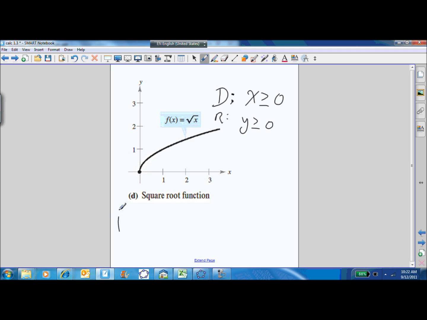Another thing of note here is that the tangent line is vertical at 0, 0. You've got a vertical tangent line there, so you can't say there's one slope. It keeps changing slope. It starts off with an infinite slope and then starts leveling off. But there's no horizontal asymptote. It'll keep increasing and get to any value, anything y greater than or equal to 0.